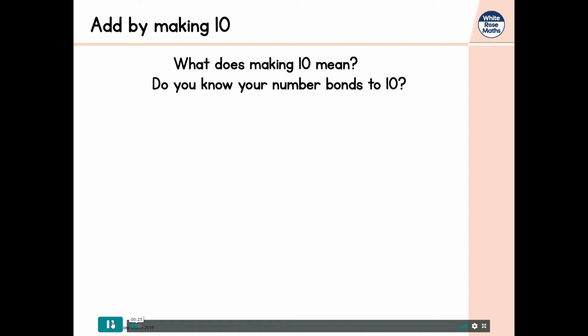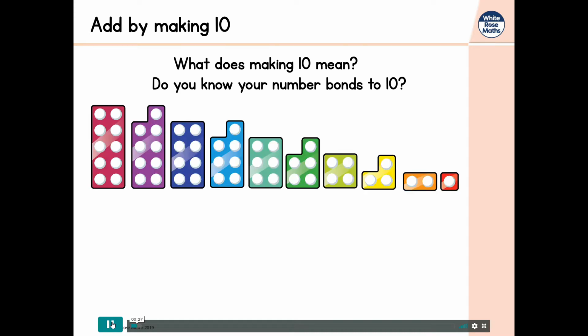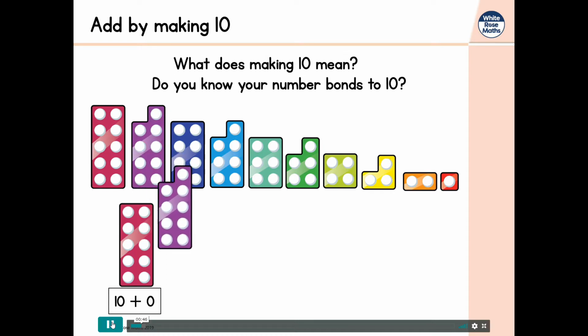So let's review. Here we have some number shapes. This has a value of 10. We don't have to add anything to it because it's already 10. So we can think of the number bond as 10 plus 0. How about if we used 9?